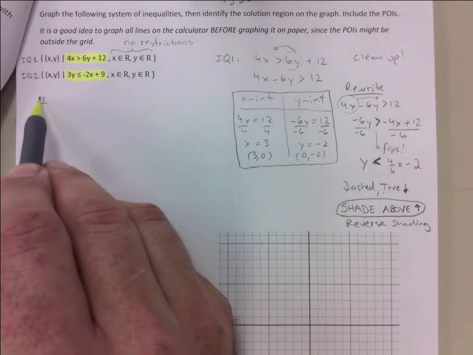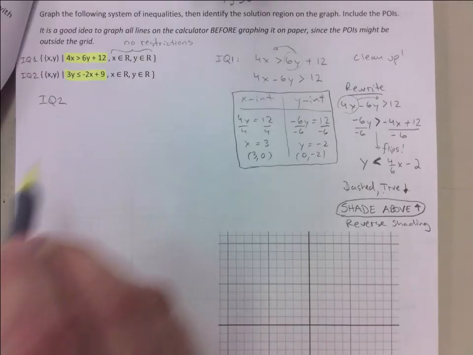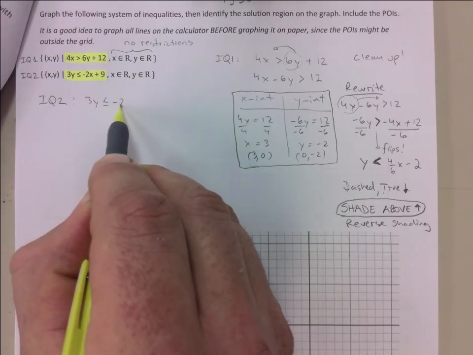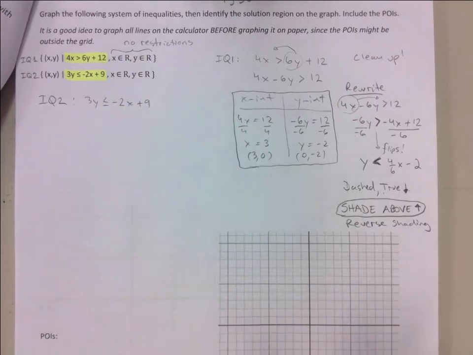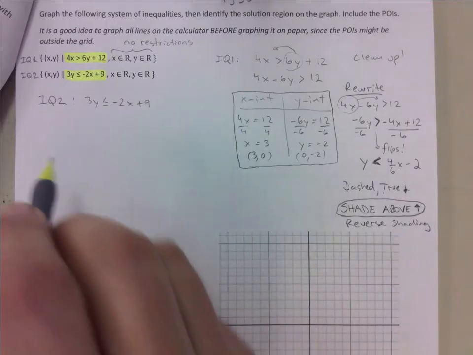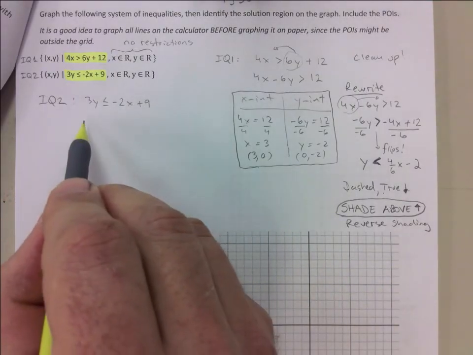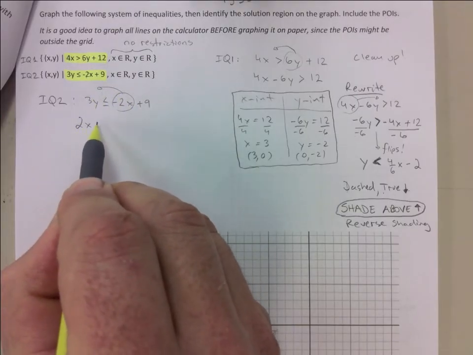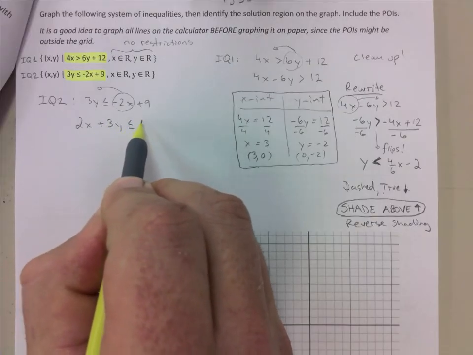Now we're going to do the same thing with inequality number 2. So that's 3y is less than or equal to -2x plus 9. Negative and negative turns positive. Okay, clean up. We're going to bring this 2x over. So it's 2x positive plus 3y is less than or equal to 9.